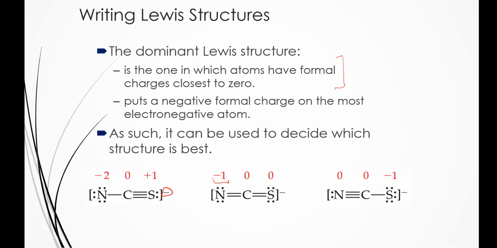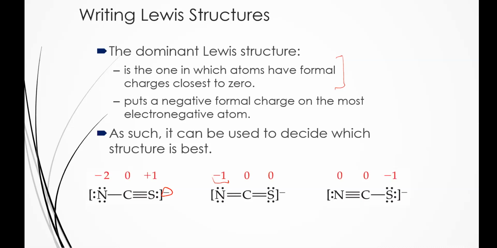And then the last part is we're going to put the negative formal charge on the most electronegative atom. So between our nitrogen and our sulfur, one of those should be more electronegative than the other. And in this case, it is going to be our nitrogen.